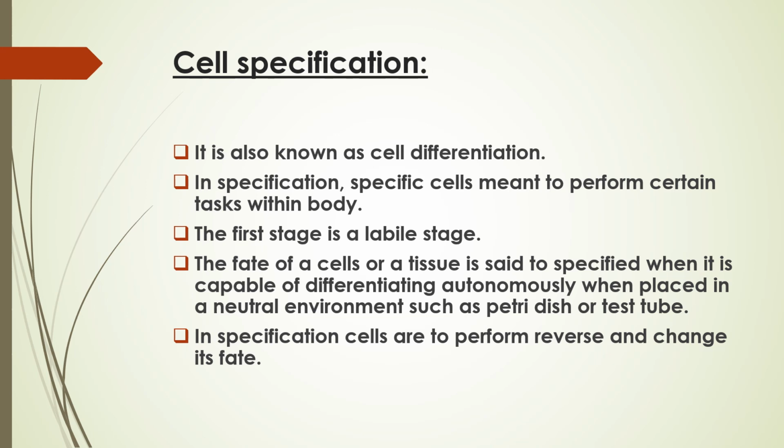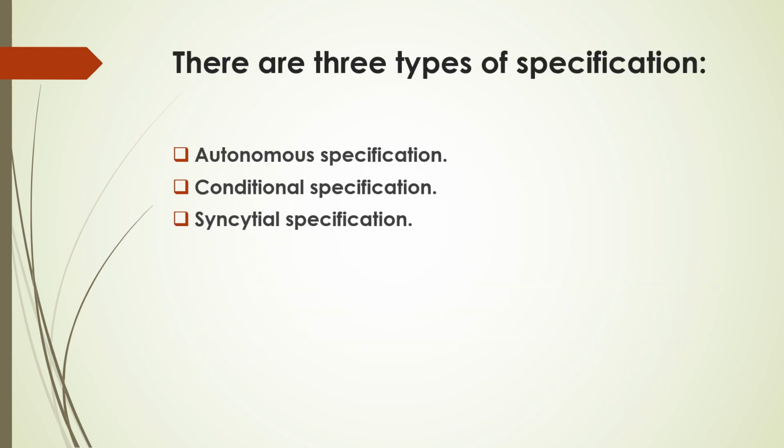So in specification, cells are able to reverse or change their fate, right. So it can only change its fate when it is not specified, otherwise it can change its fate anytime, right. So there are three types of specification. First is autonomous specification, second is conditional specification, and third is syncytial specification. Right. So we'll discuss it one by one.